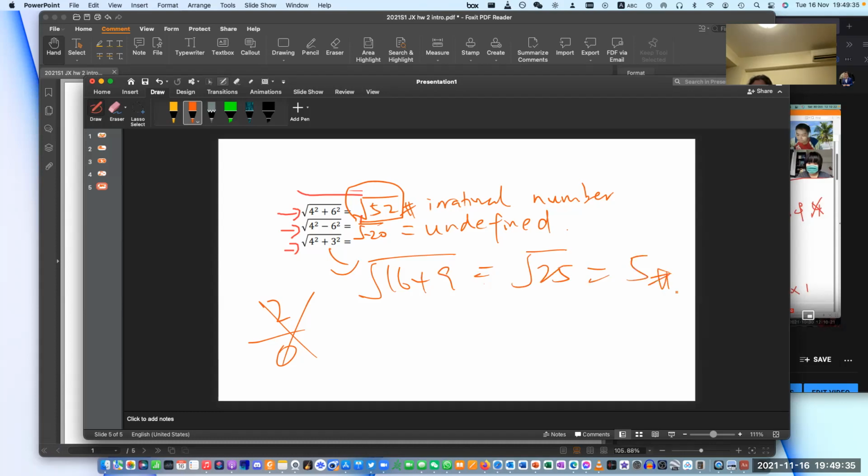So I'm just taking all these 3 examples here to help you explore the possibilities of answers you can have, like irrational numbers, undefined, and of course this is an integer 5, or you can call this a positive integer, or you can call it a whole number. I'm just taking these 3 examples to let you have an idea what kind of answers you are going to get for secondary 1. So far so good.